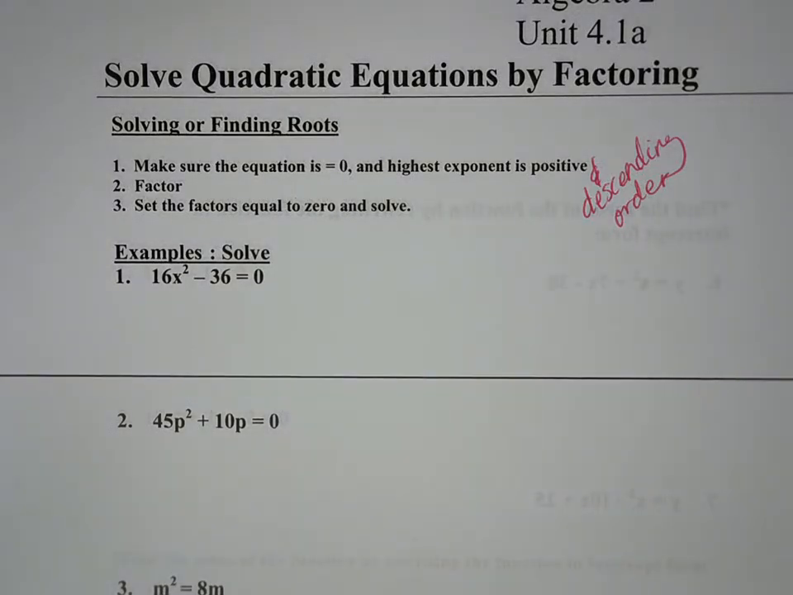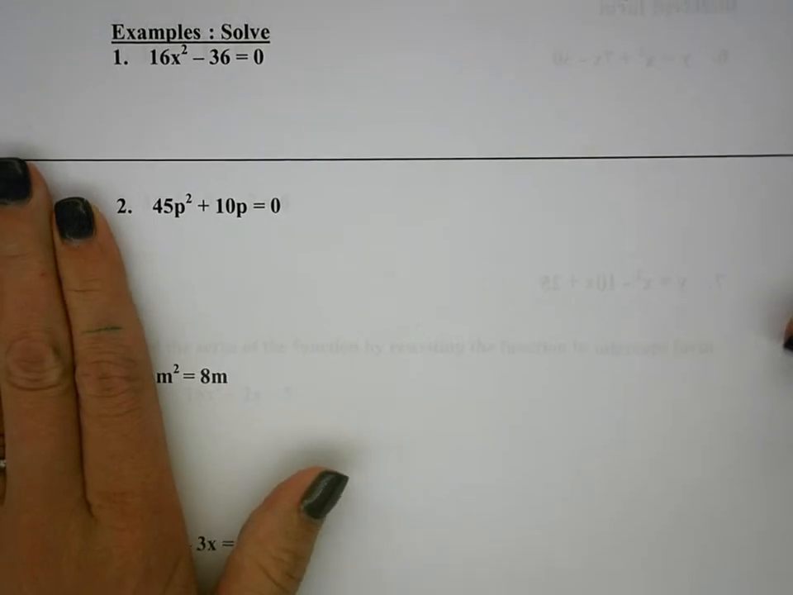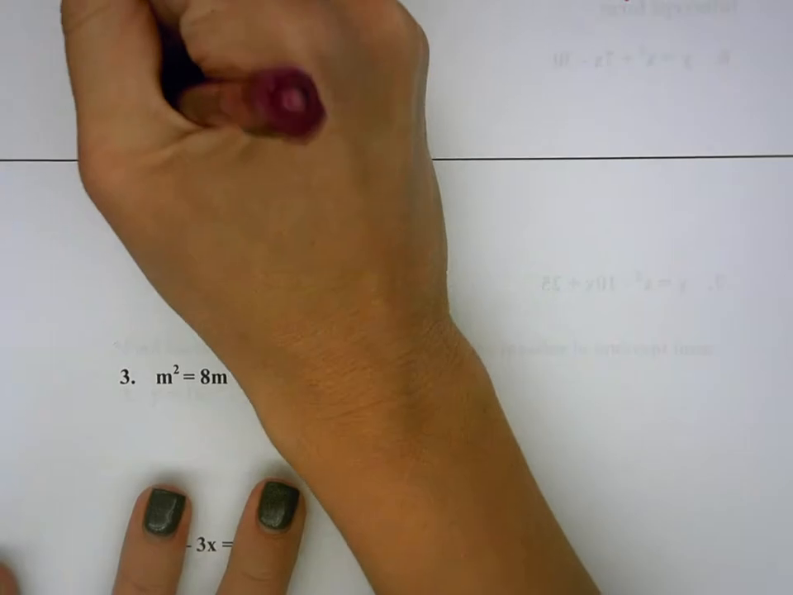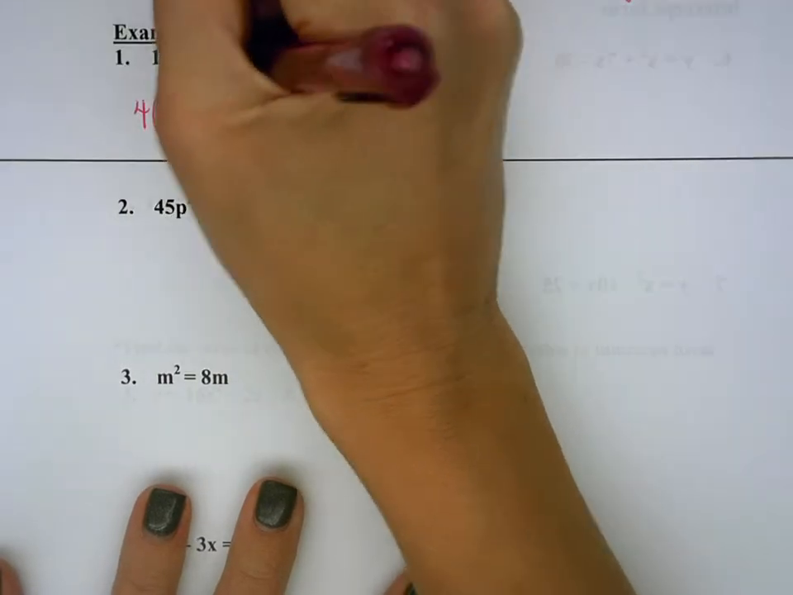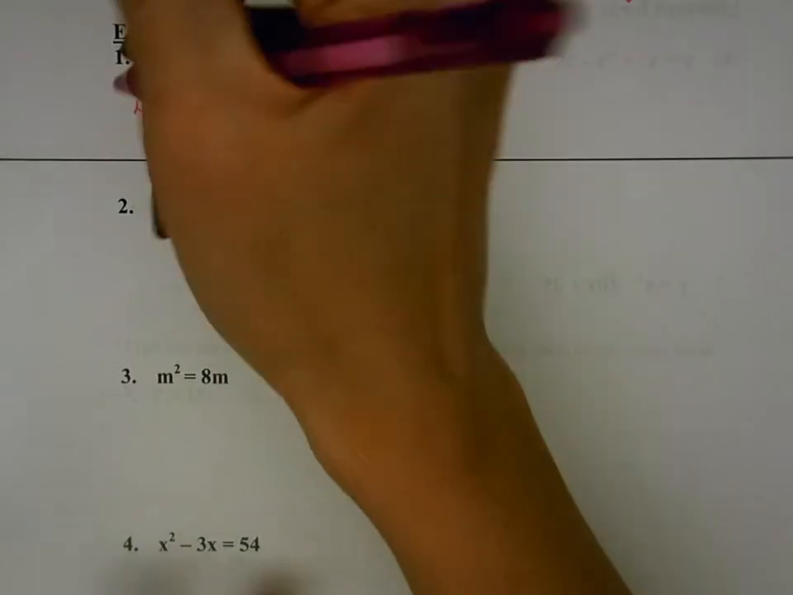So whenever we're factoring, what is the first thing we should always check for? GCF. Is there a GCF on number 1 here? 4. Very good. There is a 4. So we take out a 4, we divide each of these terms by 4, and what am I left with? 4x squared minus 9.